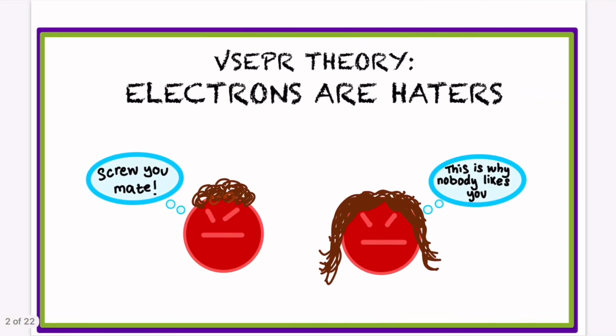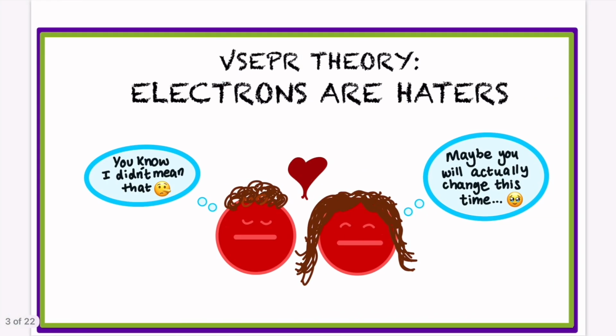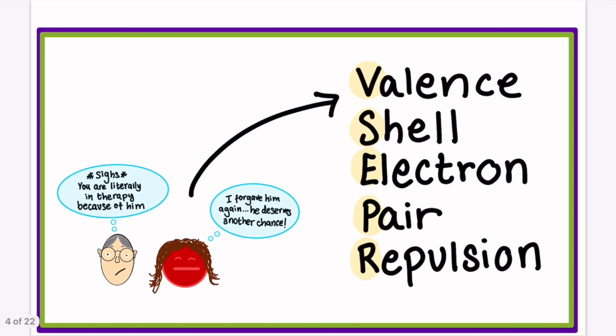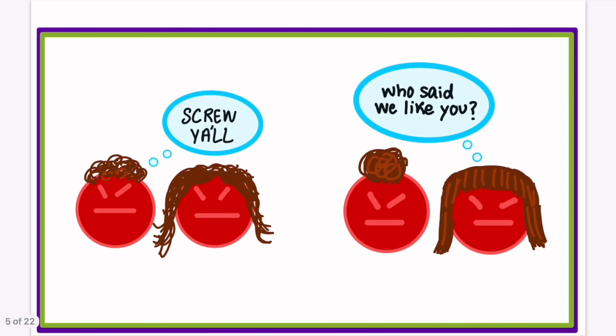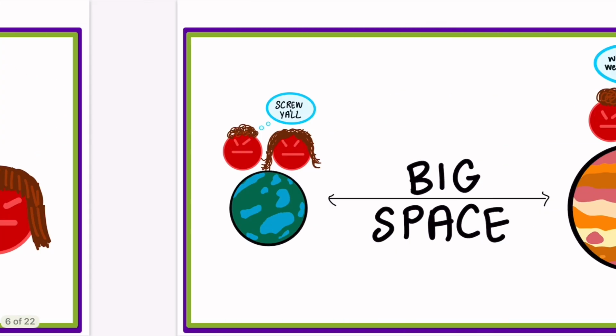VSEPR theory. Electrons kind of hate each other, but they don't want to be lonely, so they form a pair. Some would call this a toxic relationship, but this is what the valence shell electron pair repulsion theory, or VSEPR theory, is based on. Although the electrons may be obligated to like and accept their electron partner within the pair, they can still freely hate on other electrons outside of their pair.